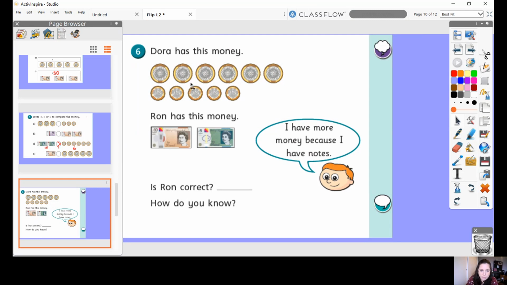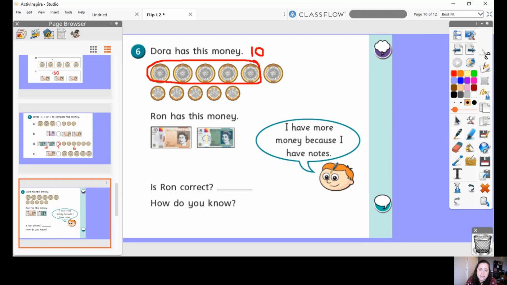So who has got the most? Well, you're going to have to work out how much money Dora's got and how much money Ron has got. You could count these in twos. 2, 4, 6, 8, 10. Oh, there's £10 already. So if you put that round there, you've got £10, and then you need to add another 2, and then a 1, a 1, a 1, a 1, a 1, and work out what Dora's money is. And then have a look at Ron's and find out what 10 plus 5 is.